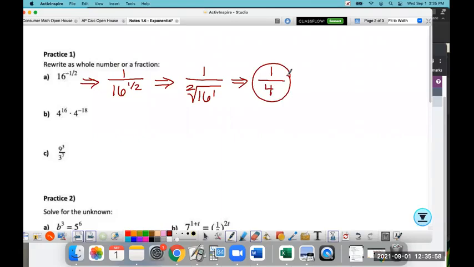All right, next one. I see that I have 4s being multiplied together. So instead of dealing with that negative power right now, I am just going to multiply my bases by adding my powers. So 16 plus -18, that is -2. Now I'm going to deal with that negative power by putting the 4 in the denominator. 4 squared is 16, so this simplifies to 1/16.